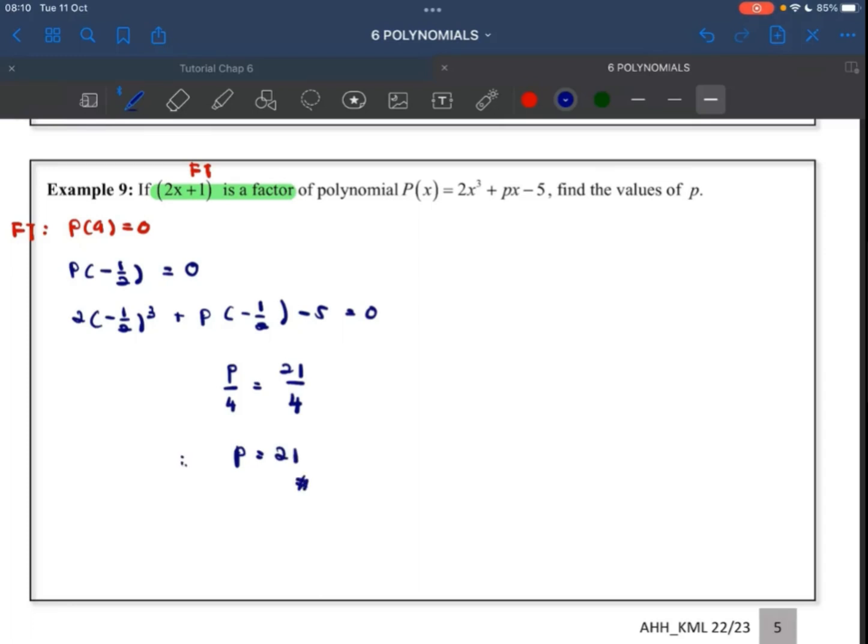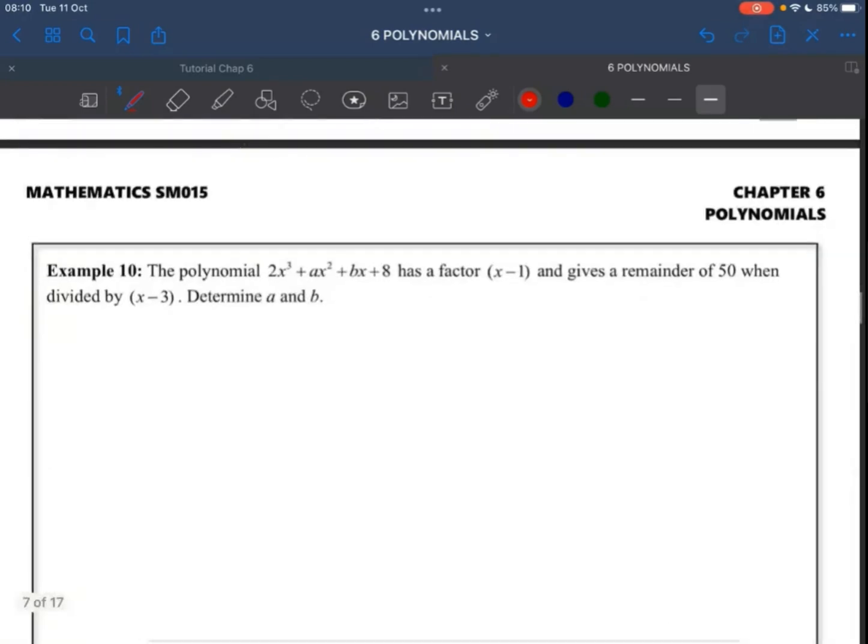Okay, simple je. So yang penting kena tahu apa tu factor theorem kita. Factor theorem, P(a) equals to 0 if x minus a ialah factor kita. Okay, and then remainder theorem kita ialah P(a) equals to R(a). Okay, alright. So sekarang tengok example 10.